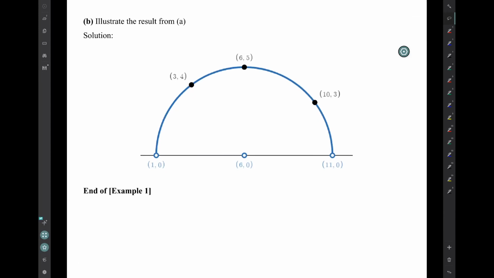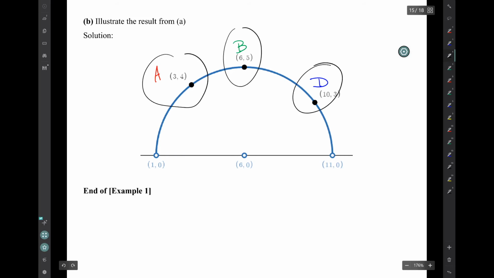Part B, illustrate the result from A. Well, here are 3 points. Notice my illustration shows the points labeled with their coordinates. Now, I didn't put the letters on my computer-made drawing because Desmos calculator won't let you do that. But I do have the XY coordinates shown clearly for those points. Those are clearly important points. I convey the fact that they're collinear by showing the line that they all lie on.